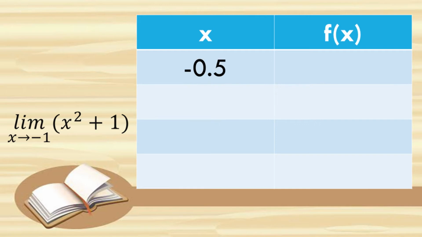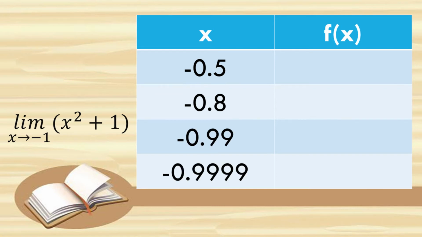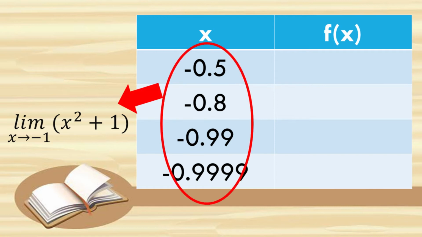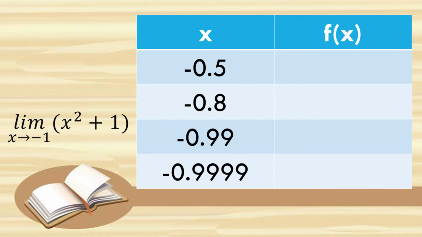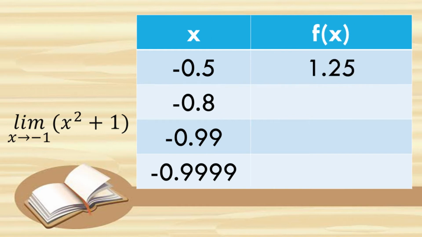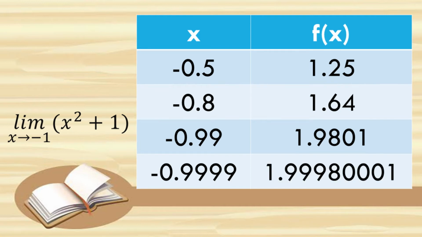What are the numbers that approach negative 1 from the right? We have negative 0.5, negative 0.8, negative 0.99, and negative 0.9999. Again, to find the value of f of x, just substitute the value of x to x squared plus 1. So the values of our f of x are 1.25, 1.64, 1.9801, and 1.999800001.